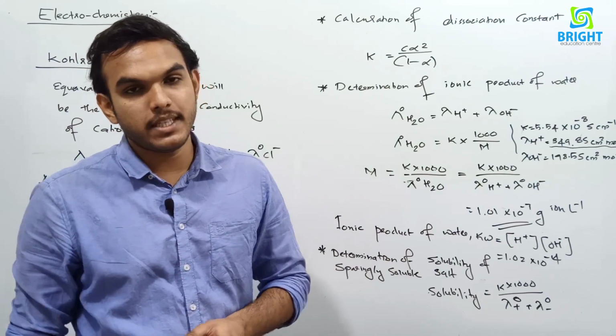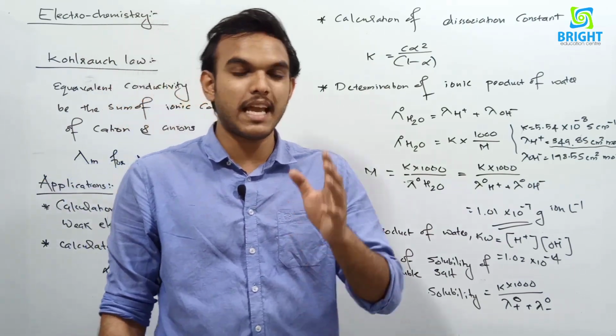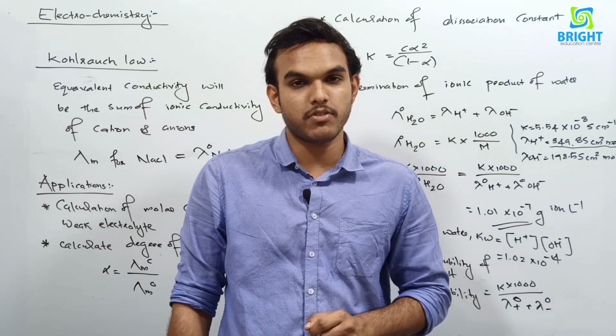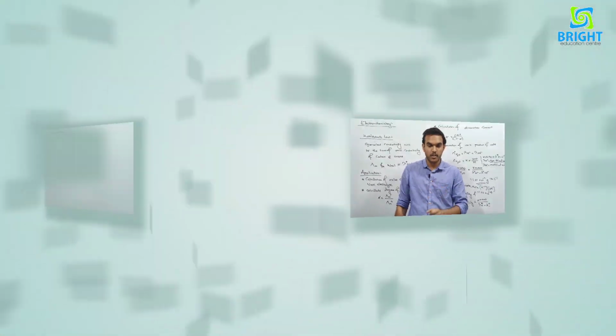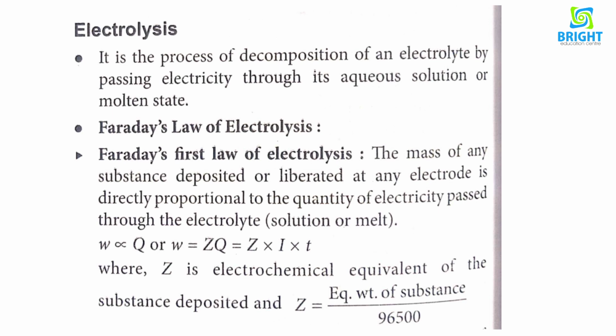So now we are going for the next topic, that is electrolysis and the different types of batteries. Now we are going to discuss. Okay, let us look, students. Next we are dealing with electrolysis. I'm given the text that is electrolysis. We are discussing Faraday's first law and Faraday's second law.